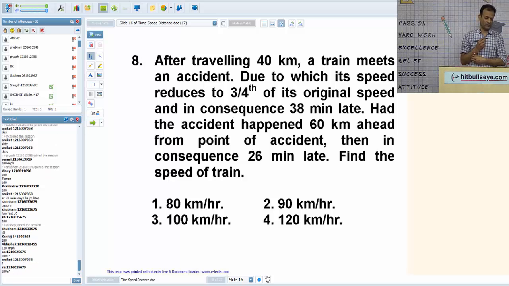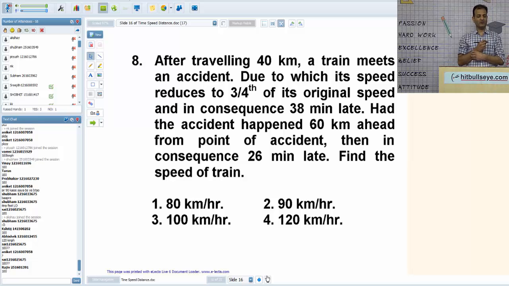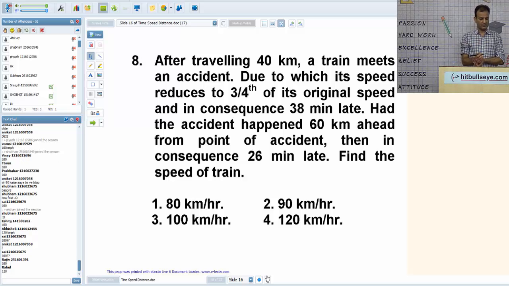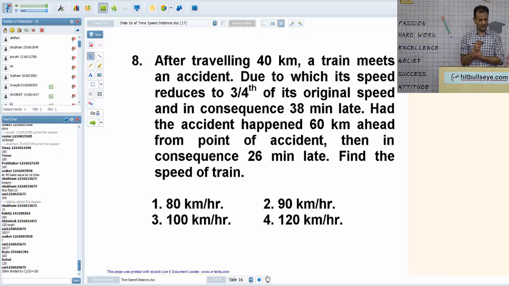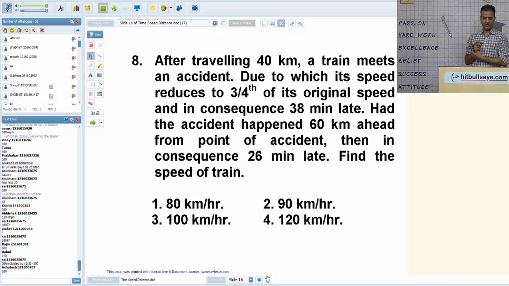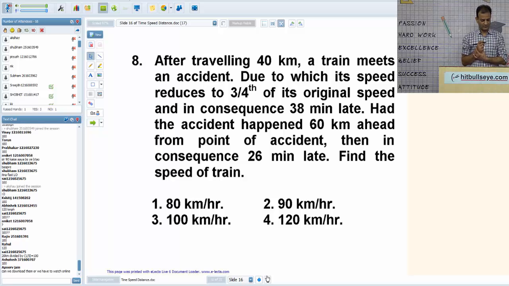There are 4-5 videos on time, speed, distance on YouTube. Basic videos, in which I have covered all the things from the basic level. 20 minute videos are there. And then there's an advanced video also. In advanced videos we have covered 6-7 good questions. So if you are aware, then no Rahul, 120 is not the right answer. 20 km divided by 1 by 5 equals 100.